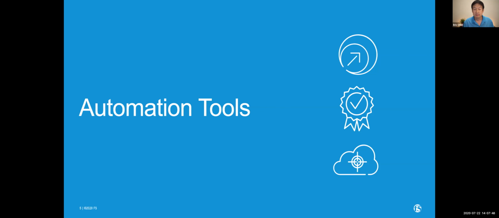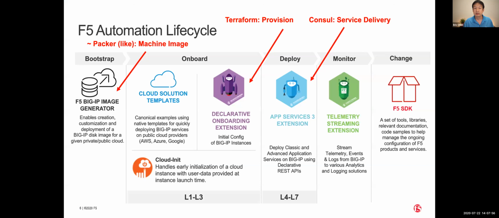But F5, like many of our peers, is evolving and going through a digital transformation. And part of that digital transformation is providing what we refer to as the automation lifecycle. In a minute, my colleague Tristan will be talking about HashiCorp's tool set, and they use slightly different terminology. And for people who may be more familiar with the HashiCorp tools, I've provided a legend here to try to map some of the terms that F5 uses with terms that HashiCorp uses.